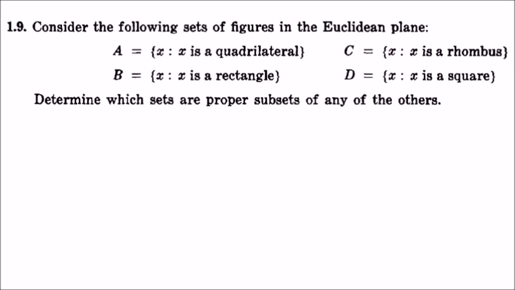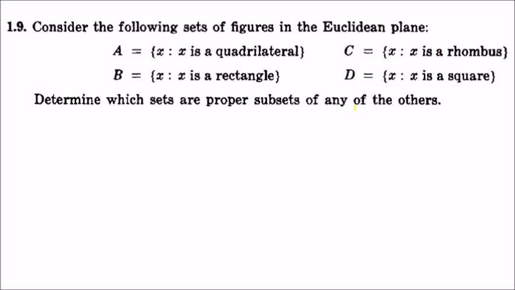Problem 1.9, consider the following sets of figures in the Euclidean plane. So we have here set A equals x such that x is a quadrilateral. Set B equals x such that x is a rectangle. Set C equals x such that x is a rhombus. And set D is x such that x is a square. So determine which sets are proper subsets of any of the others.